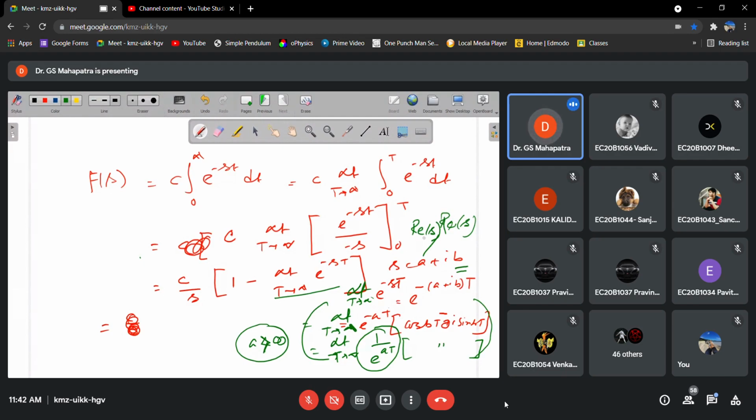Correct. Now you can ask. What is your doubt? Sir, even if the limit goes to infinity, the limit is existing, right? How can we say the limit does not exist? Okay, then you find f of s. What is the answer?